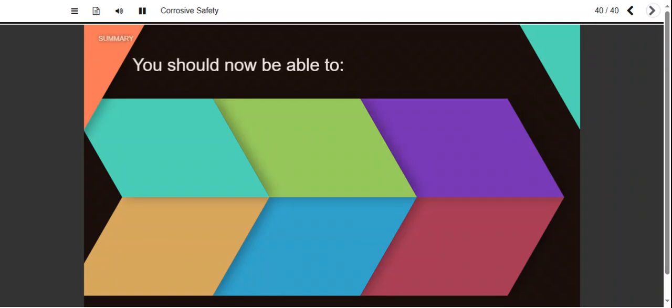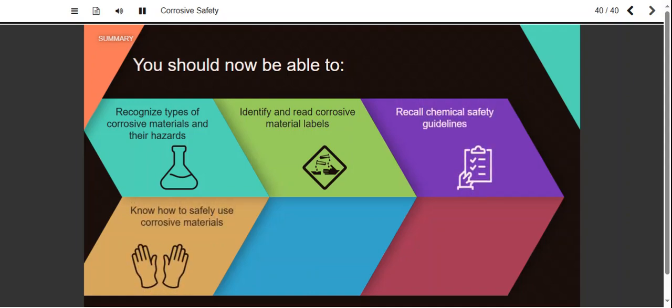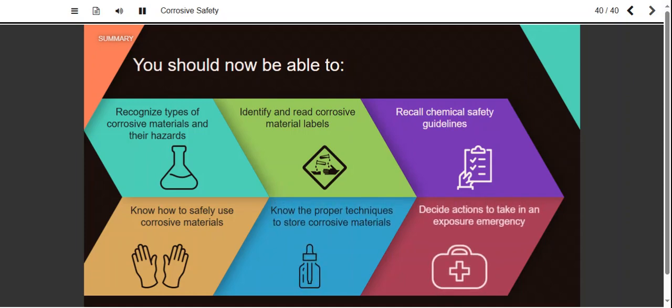You should now be able to recognize types of corrosive materials and their hazards, identify and read corrosive material labels, recall chemical safety guidelines, know how to safely use corrosive materials, know the proper techniques to store corrosive materials, and decide actions to take in an exposure emergency.